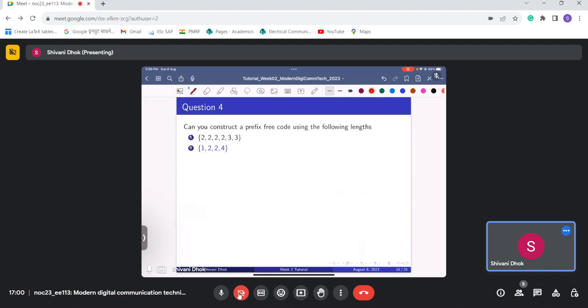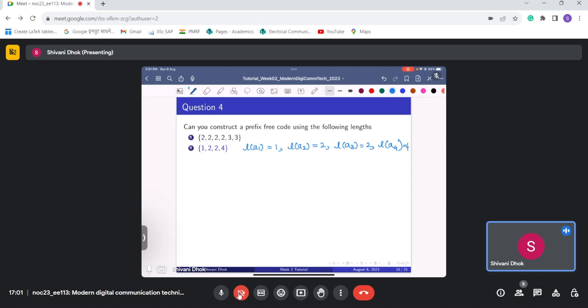Let us look at the second part of this question. So here again we have been given a set of lengths, and here the cardinality of the code is 4. So length of A1 is 1, length of A2 is 2, length of A3 is 2, and length of A4 is 4.